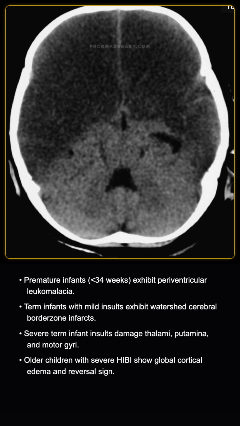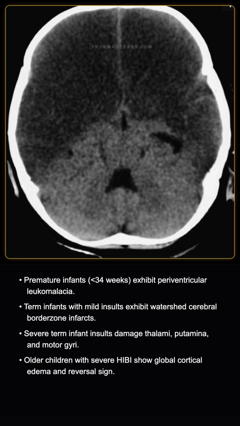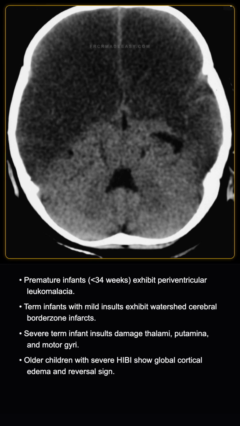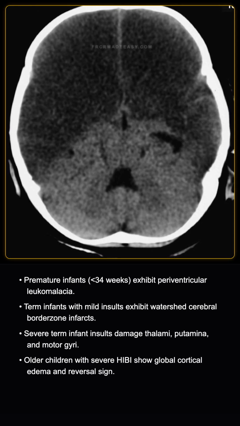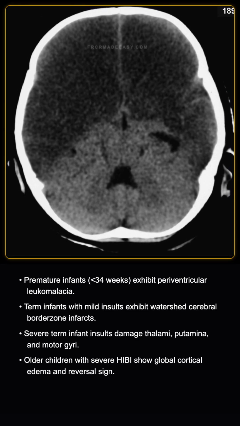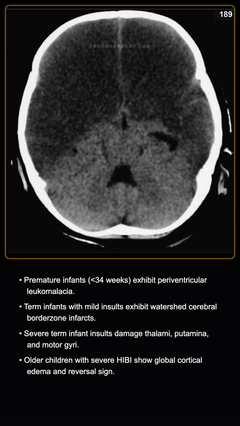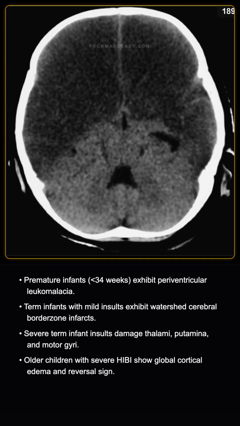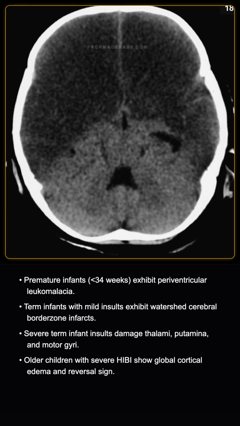In term infants, the pattern depends on severity. A mild insult causes watershed infarcts between major vascular territories, whereas a severe insult damages the most metabolically active areas, which are the thalami, putamen, brainstem nuclei, and perirolandic motor gyri. In older children, a severe insult typically results in global cerebral cortical injury and diffuse edema, producing the reversal sign.